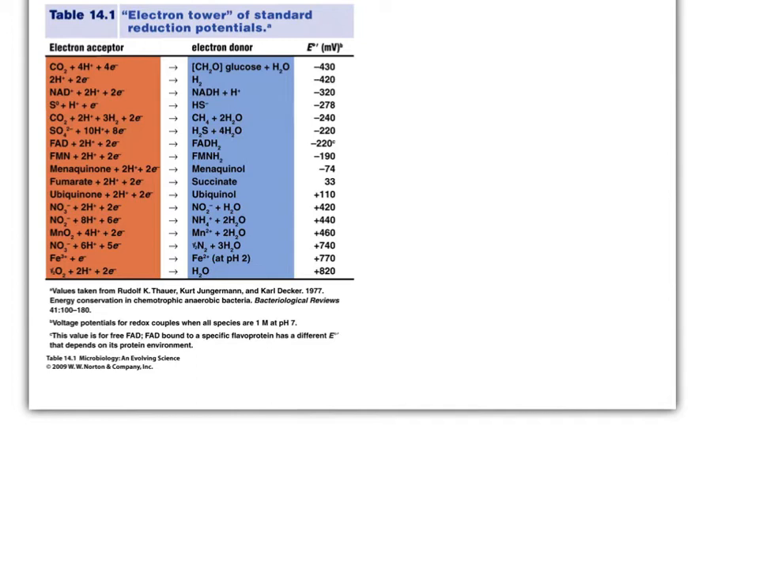So let's draw the first half reaction of the electron donor. And the first half reaction is NADH plus a proton yields NAD+, 2 protons, plus 2 electrons.